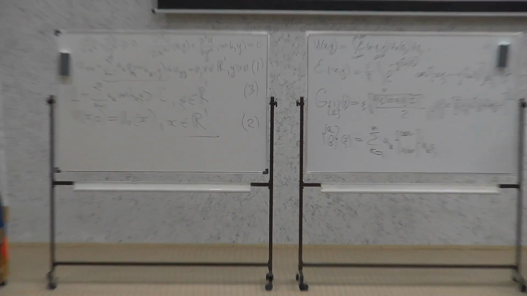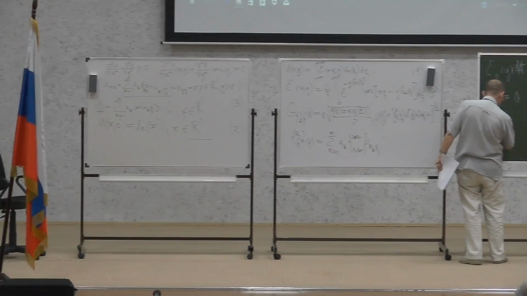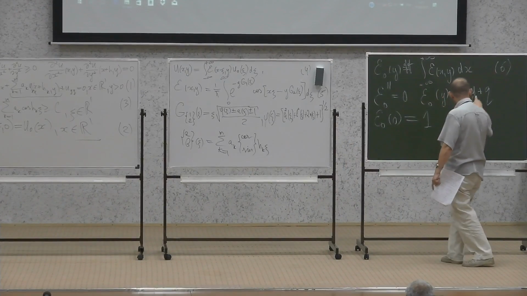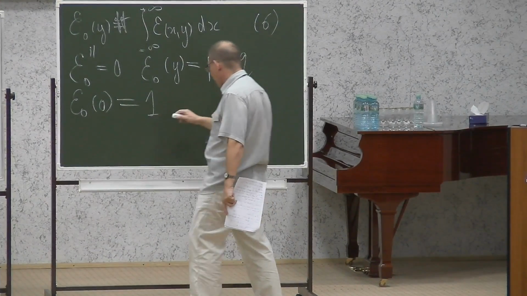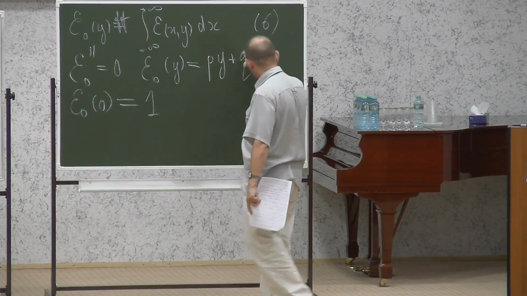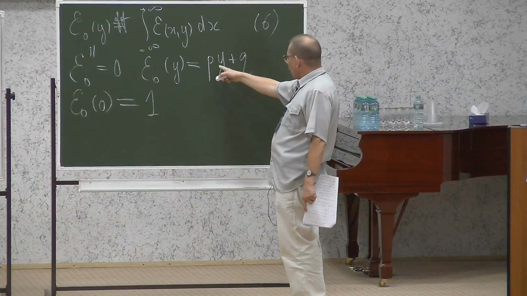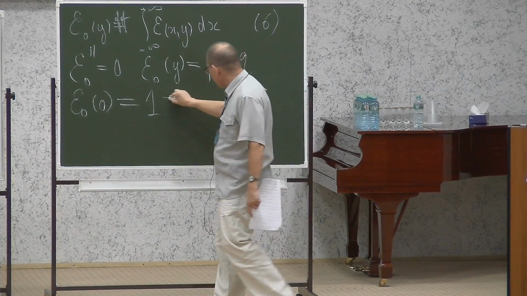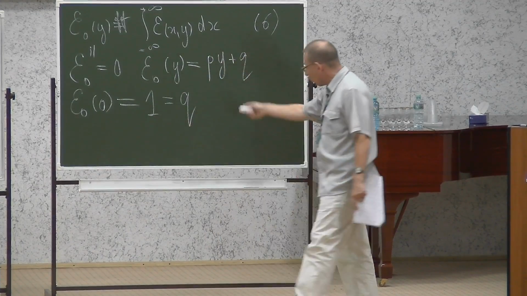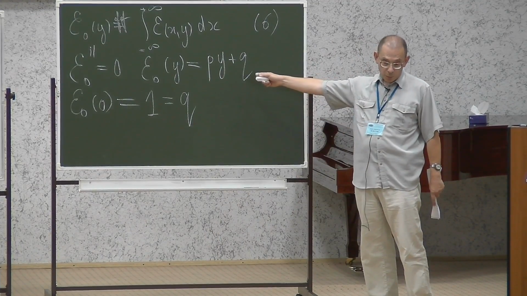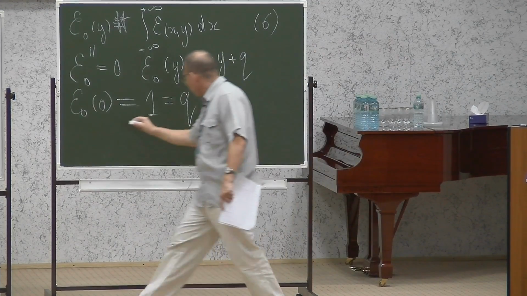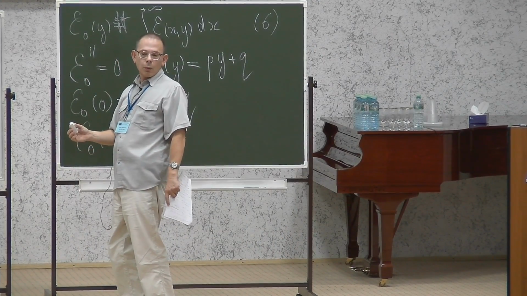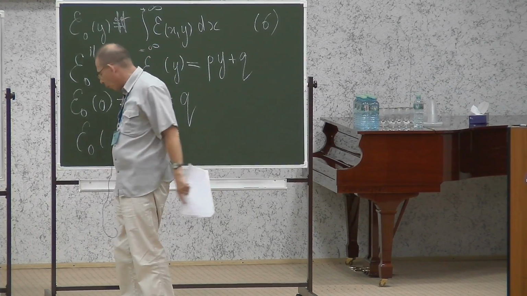Then E0 of 0 is equal to 1, but on the other hand, let's set y equal to 0 here, it is equal to q. So we obtain that q is equal to 0 here. Of course, to 1.